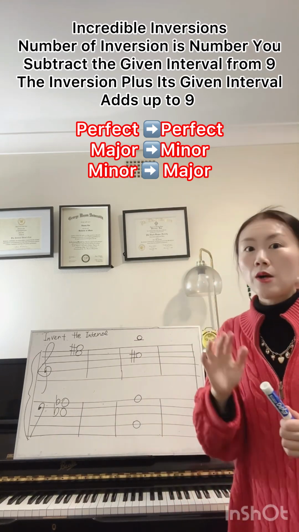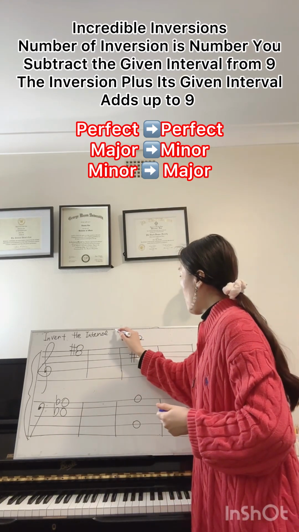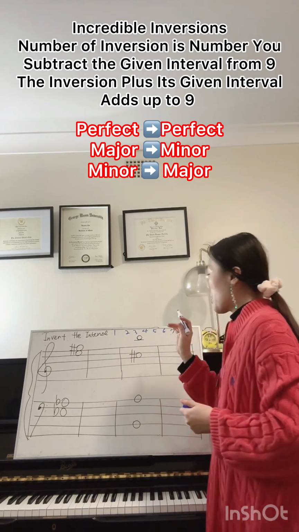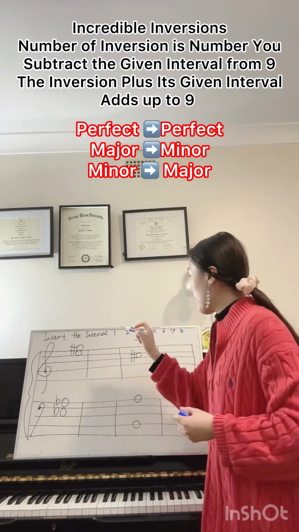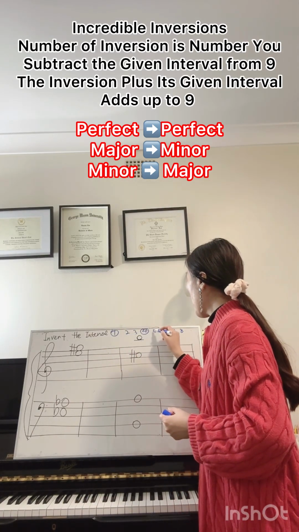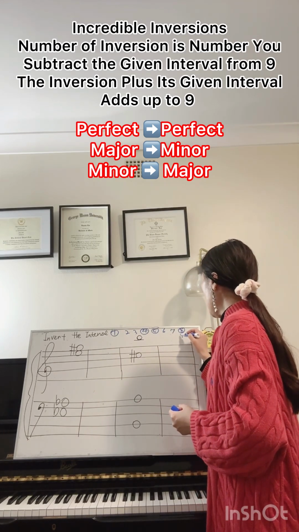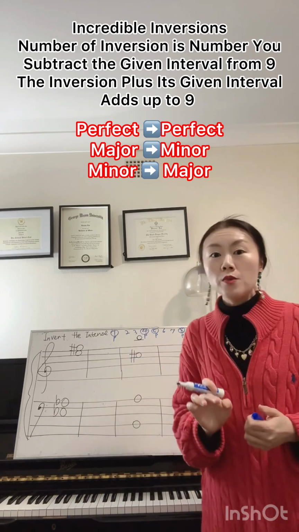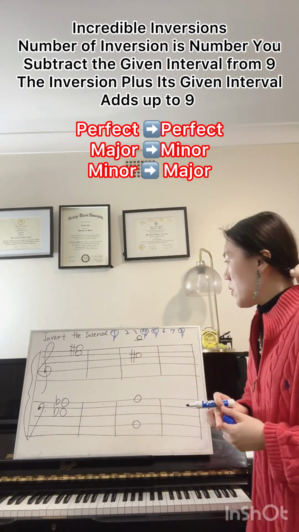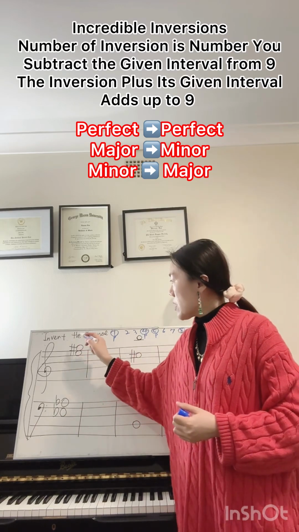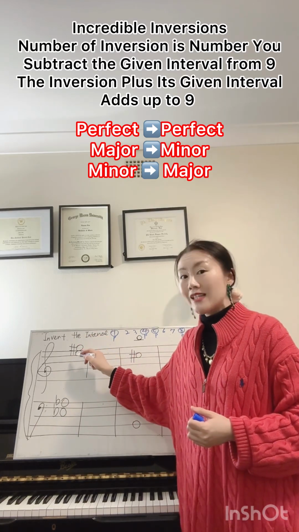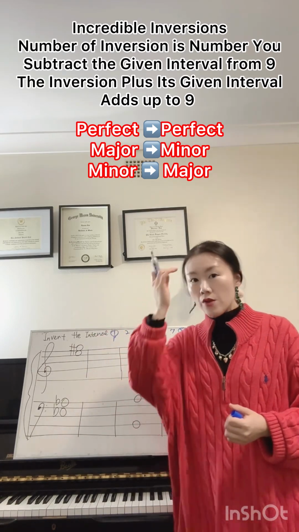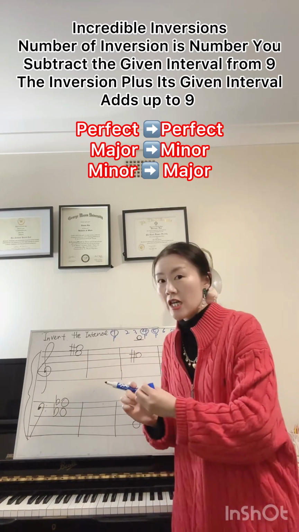There are largely 8 intervals: 1, 2, 3, 4, 5, 6, 7, 8. There are 4 intervals that we call perfect, which are the first, fourth, fifth, and the 8th. The rest of them could be either major or minor. Inverting an interval basically means you move the bass note an octave higher or move the highest note an octave lower. Either way is fine.